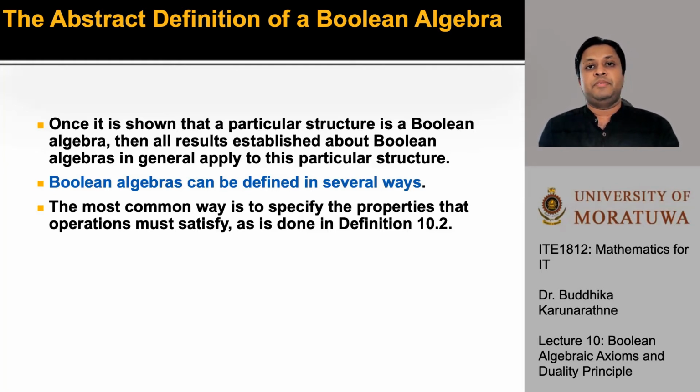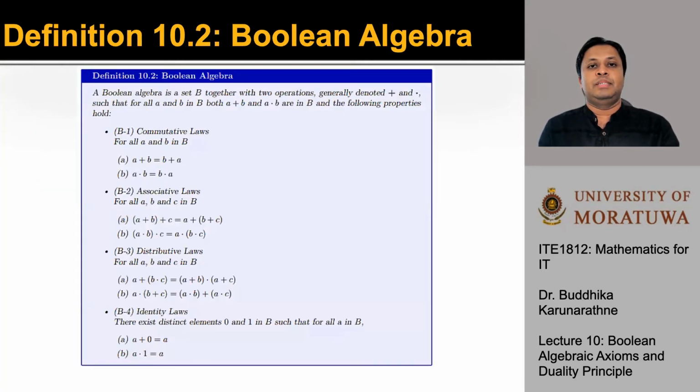Boolean algebras can be defined in several ways, and we are going to look at them in the next slide. The most common way is to specify the properties that operations must satisfy. So in the next definition we are going to show, we will have these combinations. This is an important definition of Boolean algebra. A Boolean algebra is a set B together with two operations generally denoted by plus and dot, that is the OR operation and the AND operation, such that for all A and B in capital B, both A plus B and A dot B are also in B. And the following properties will hold.